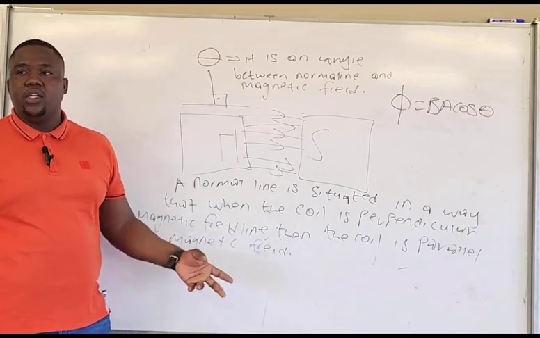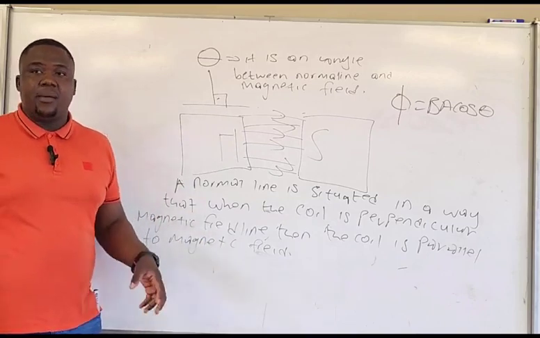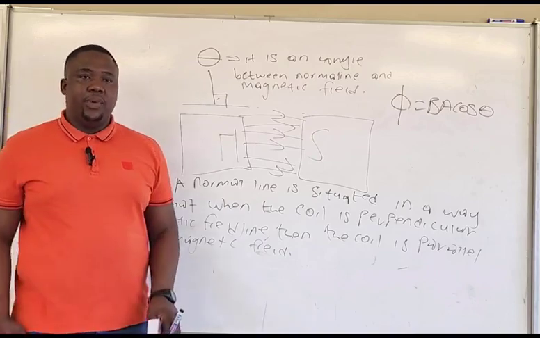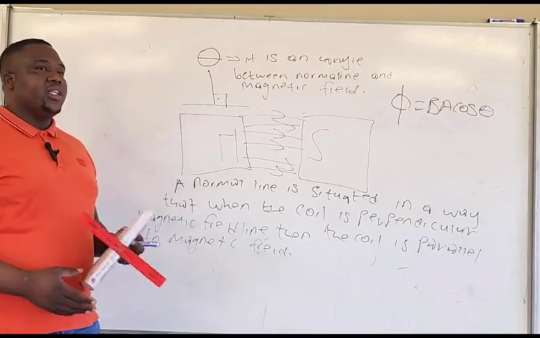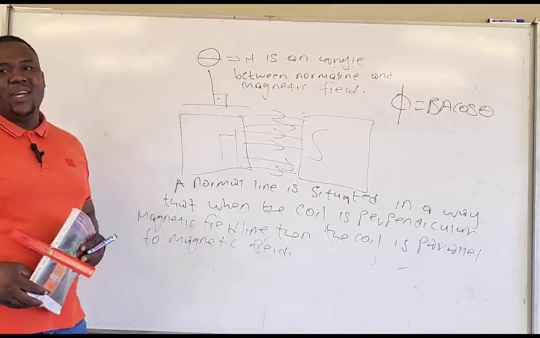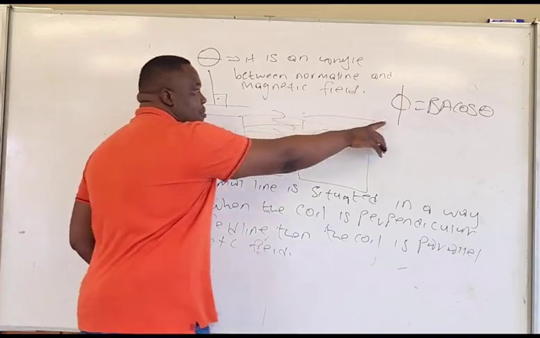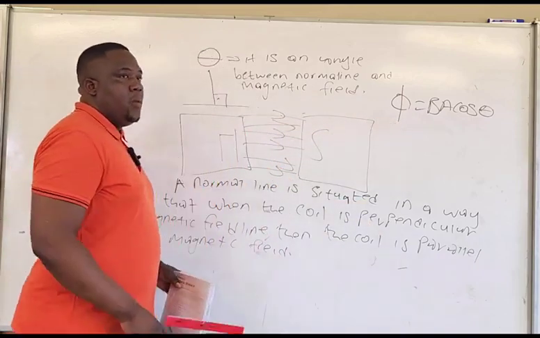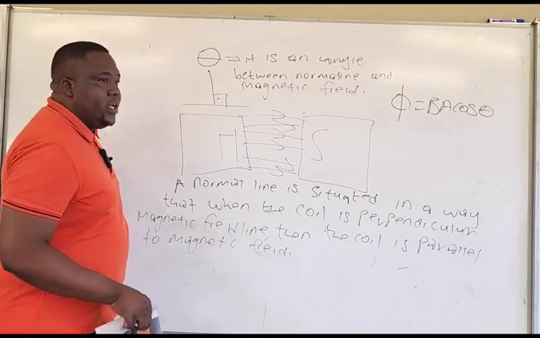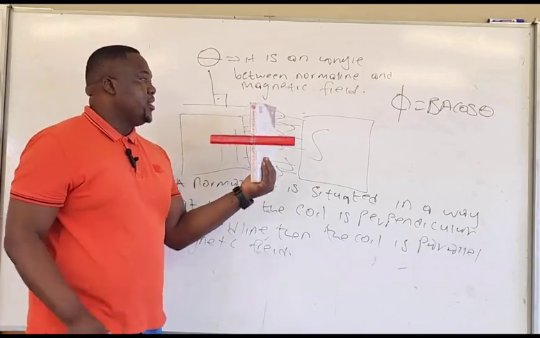But it's very important for us to understand how a coil and a normal line work, as I've written at the bottom, that the normal line is found in the coil, but it is positioned in the way that when the coil is parallel to the magnetic field line, the normal line is perpendicular to the magnetic field line. It's very important for us to understand that, because magnetic flux works with that.